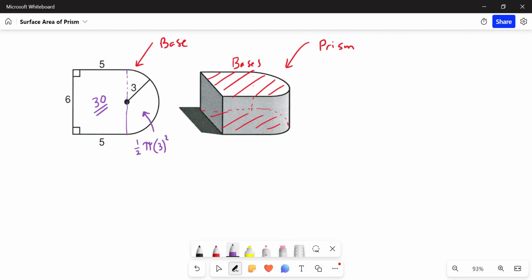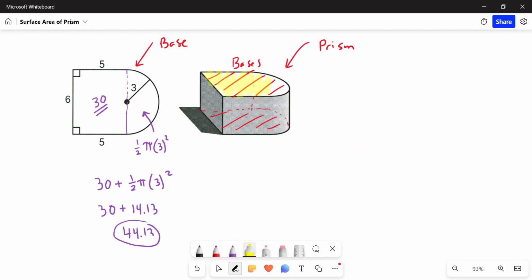So the total area, total surface area of that shape, of that base, would be 30 plus 1/2 pi r squared. Now, I'm just going to estimate this a little bit. I'm going to use 3.14 as pi. I know that's just an estimate. And I get this to be about 14.13 here. Adding that to 30, we get 44.13. That would just be the area of one of the bases.